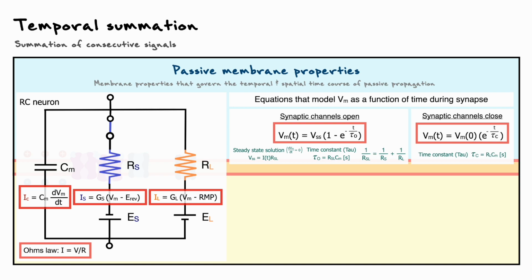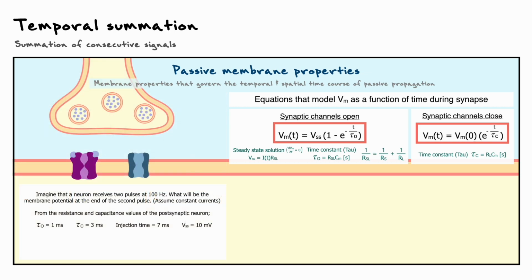With this being said, let's now get into temporal summation and see how what we just derived helps us understand that aspect. To exemplify temporal summation, I want to give a numerical example of what a problem might look like because I believe that's more telling and better for our comprehension. So, let's imagine that the membrane of this postsynaptic cell receives an excitatory connection that fires twice at 100 Hz. We want to figure out what will be the membrane potential at the end of the second pulse, and we will assume that the currents are constant. Here, we make this assumption to keep the steady-state potential constant, as you will see later.